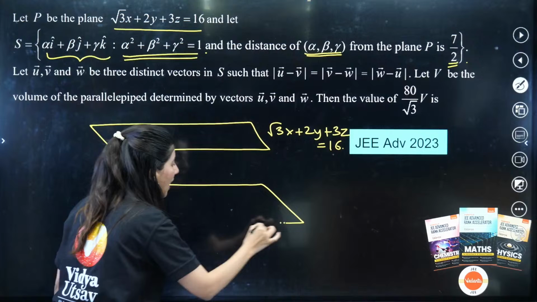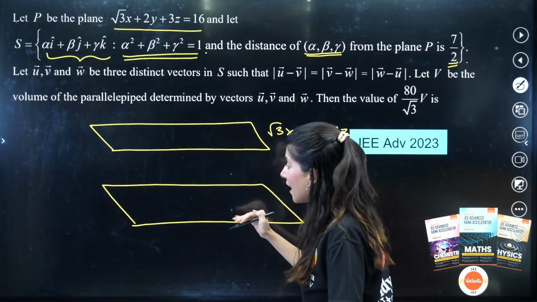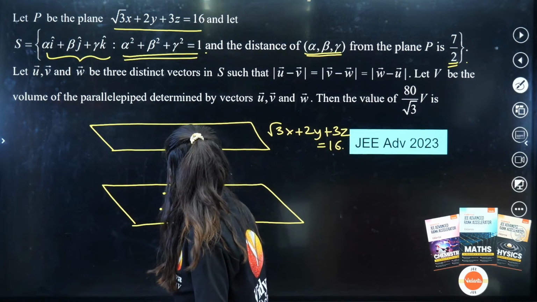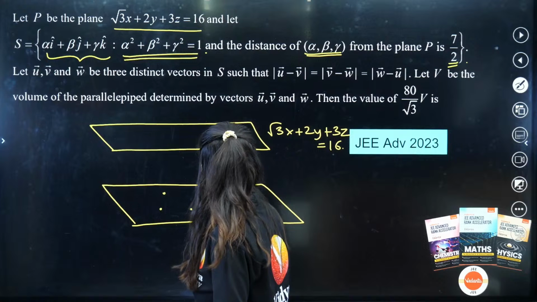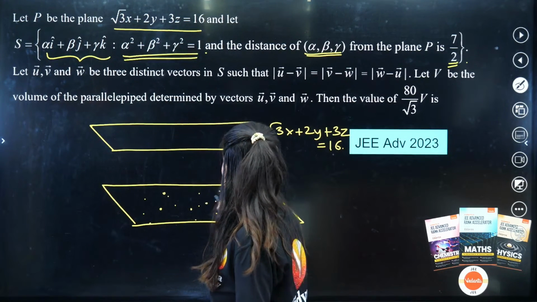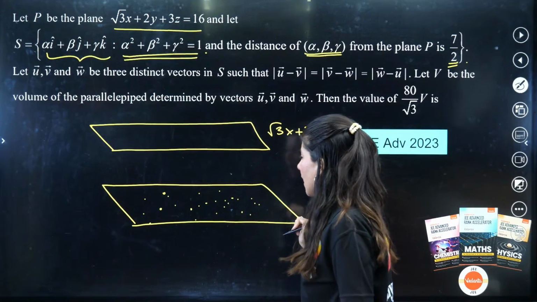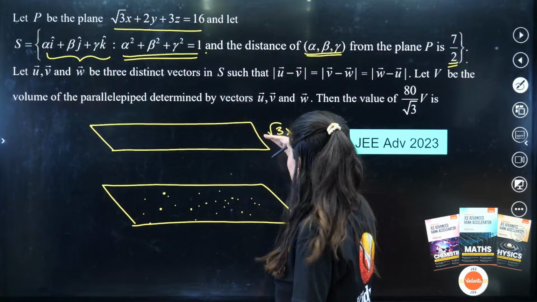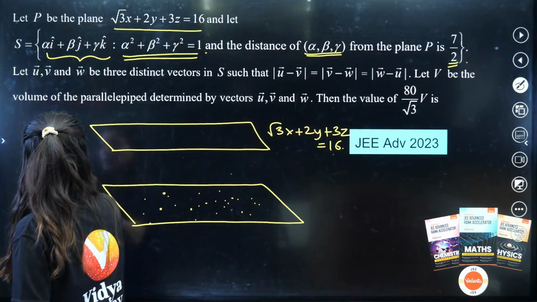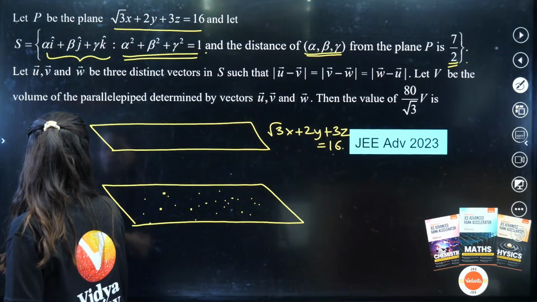So that means I have a parallel plane over here. Please understand, we have a parallel plane, and this alpha comma beta comma gamma, multiple points, unit vectors. Can you see alpha comma beta comma gamma? There can be so many points lying in that plane, and this plane is at 7/2 unit distance away. So the distance between the planes is 7/2.